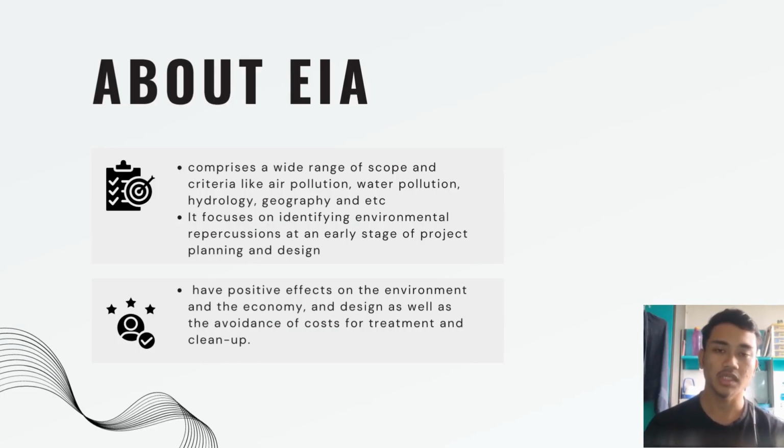The first one, which is the introduction of EIA, environmental impact assessment. So what is environmental impact assessment? EIA comprises a wide range of scope and criteria like air pollution, water pollution, hydrology, geography, and so on. EIA also focuses on identifying environmental repercussions at an early stage of project planning, design and development of the project. So the application of EIA has a positive effect on the environment, the economy and the design, as well as the avoidance of cost of treatment and cleanup.